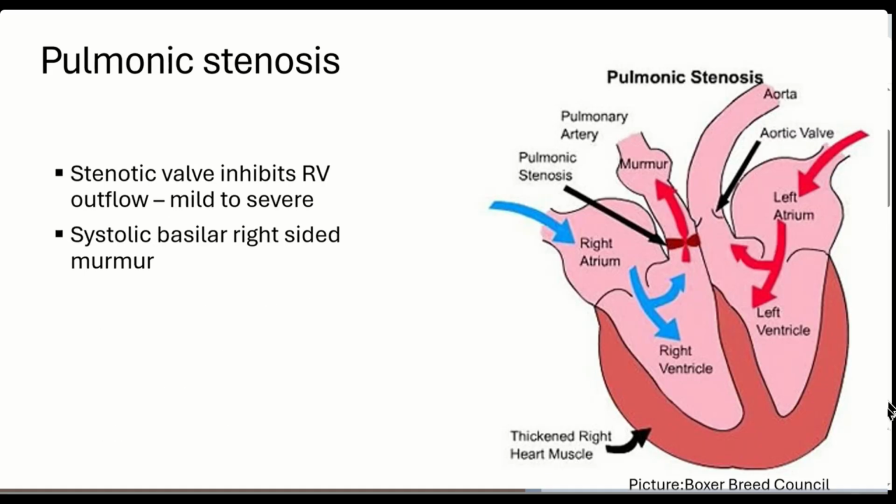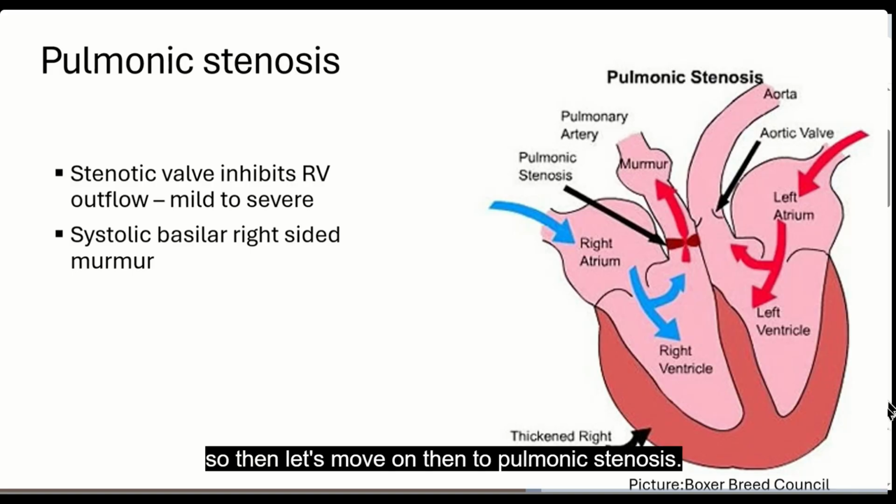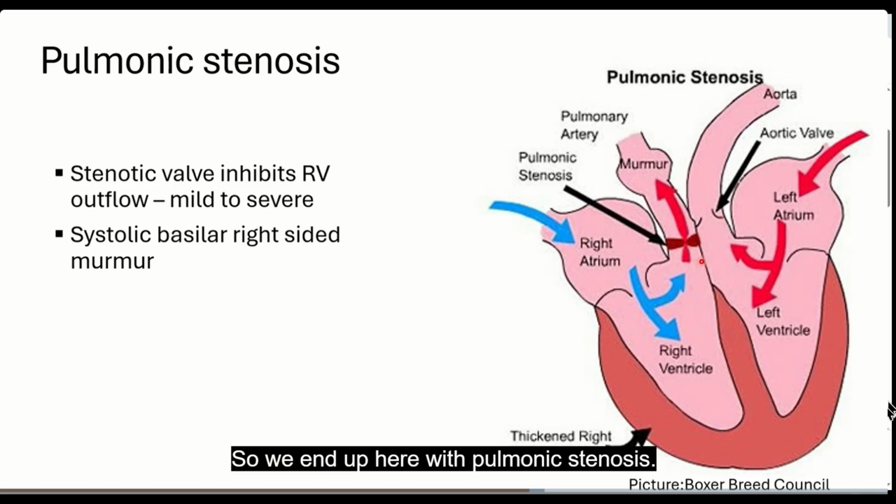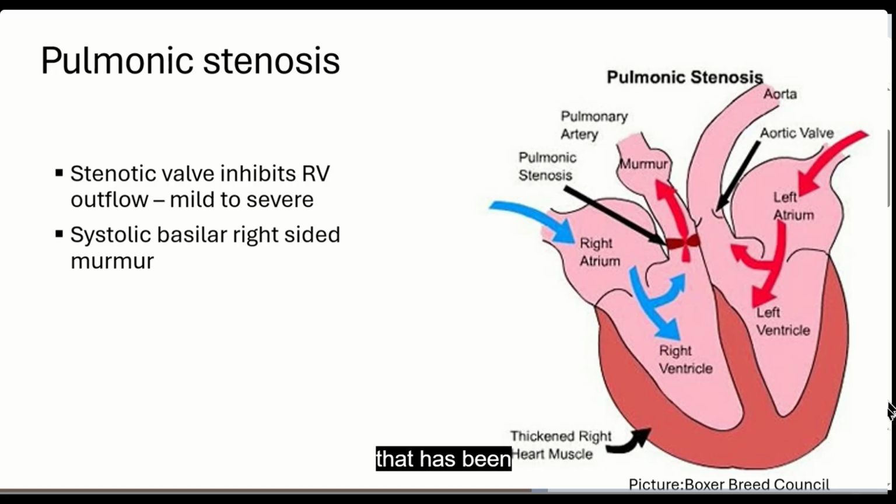Okay, so then let's move on to pulmonic stenosis. So this is stenosis instead of on the left side of the heart, we're on the right side of the heart. And our stenosis is shown here. And again, it's very, very similar to the left side, but we're dealing with the right side. So we end up here with pulmonic stenosis. It's most commonly a valvular stenosis. So it's the actual pulmonic valve itself that has been malformed and is creating a stenosis.